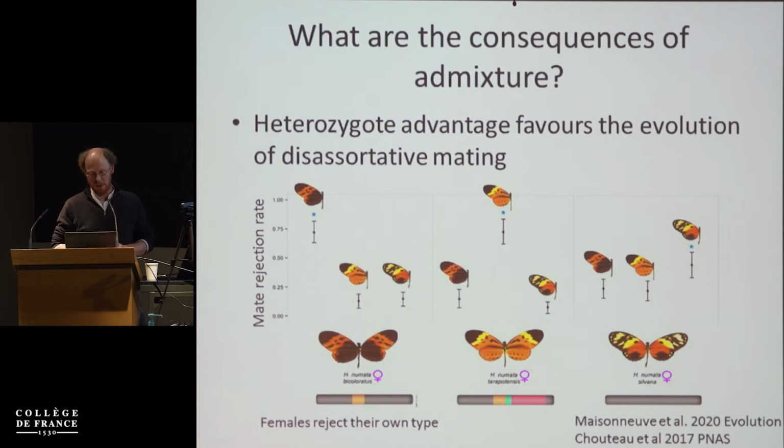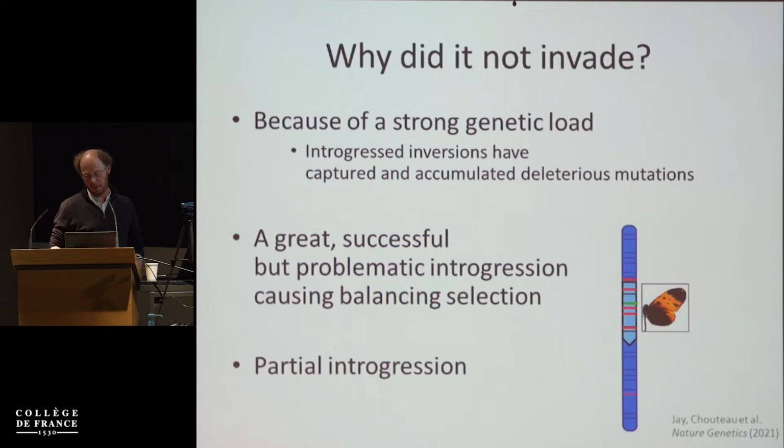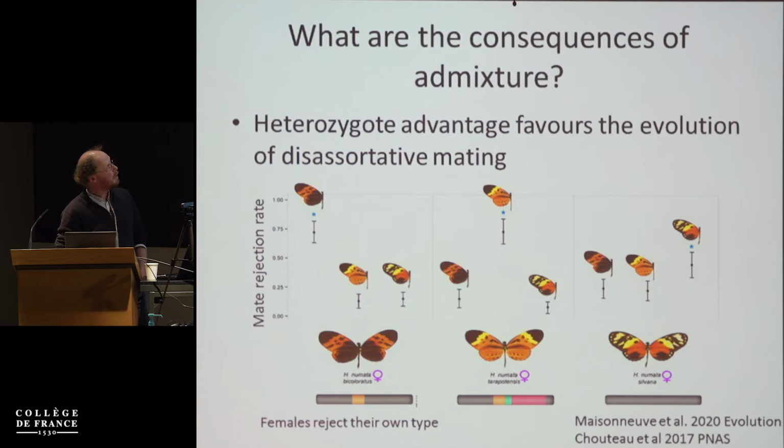So what are the consequences of this admixture? One important consequence is that heterozygote advantage, which is caused by this genetic load associated with inversion, actually favors the evolution of disassortative mating. So if you have an interest in making heterozygous progeny at a certain locus, you also have an interest in choosing mates which have a different allele than yours. And this is exactly what happens if you do mate choice experiments.